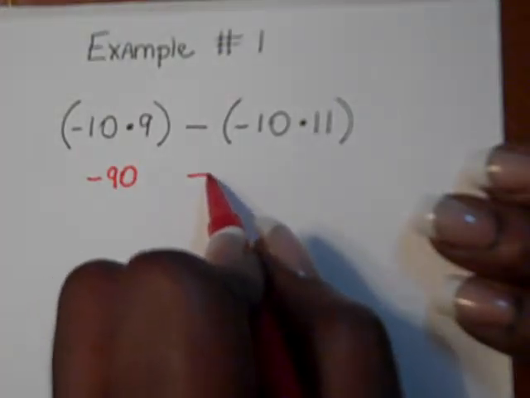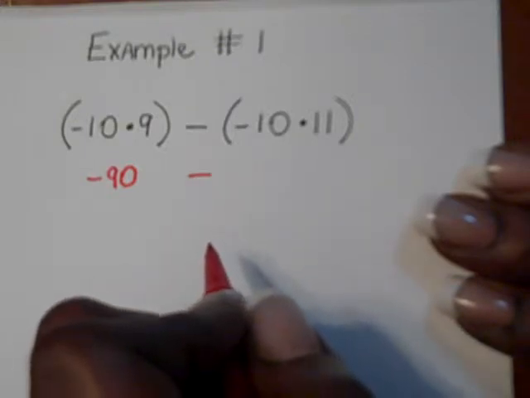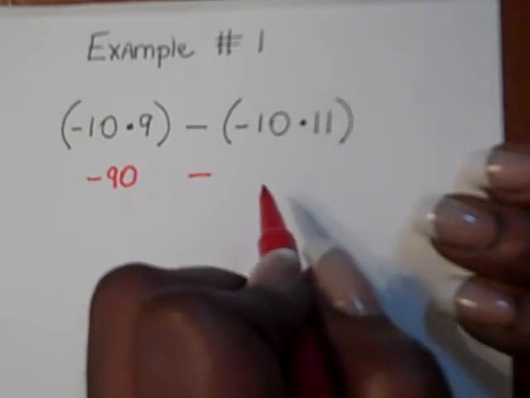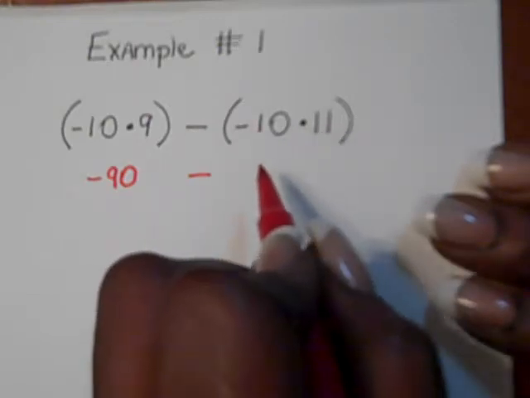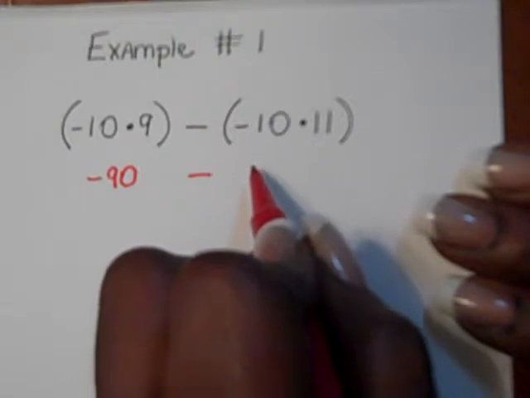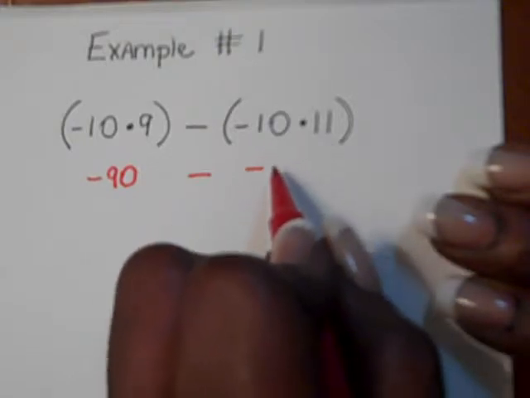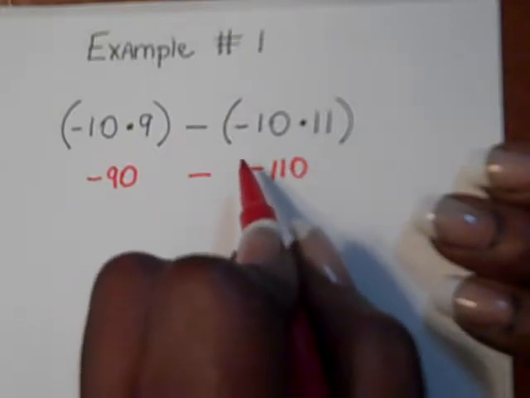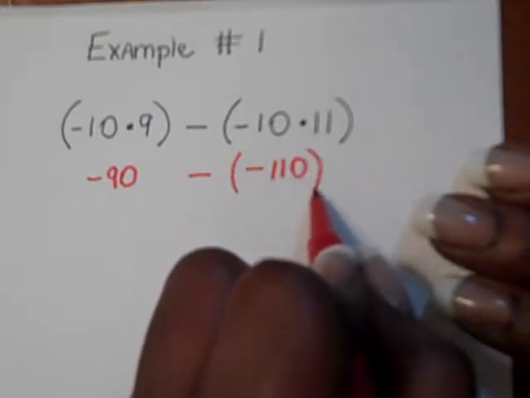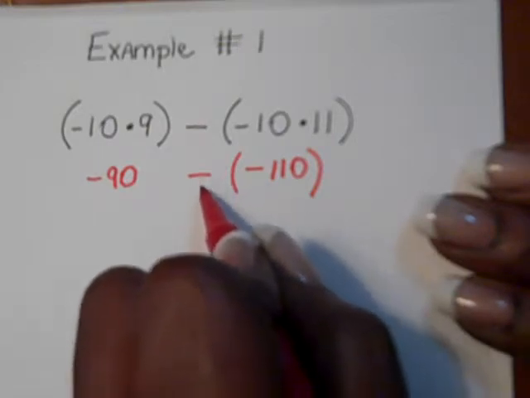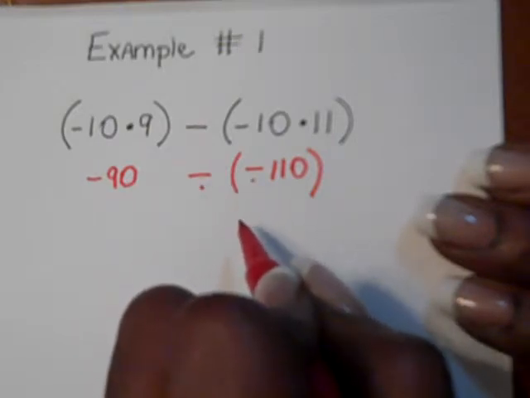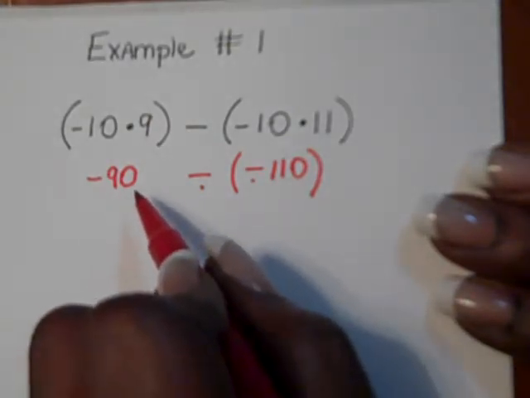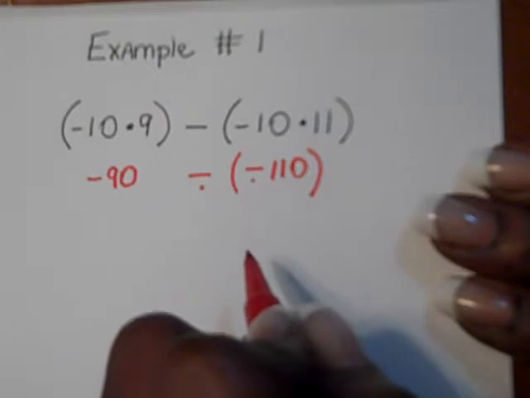We're going to copy the subtraction, move to the second set of parentheses, and in here we have a negative 10 times a positive 11. Remember, a negative times a positive is a negative. So my answer is going to be negative 10 times 11, negative 110. And I'm going to put parentheses around that negative 110 just to separate the subtraction symbol from the negative symbol so I won't get confused. So what we have is negative 90 minus a negative 110.